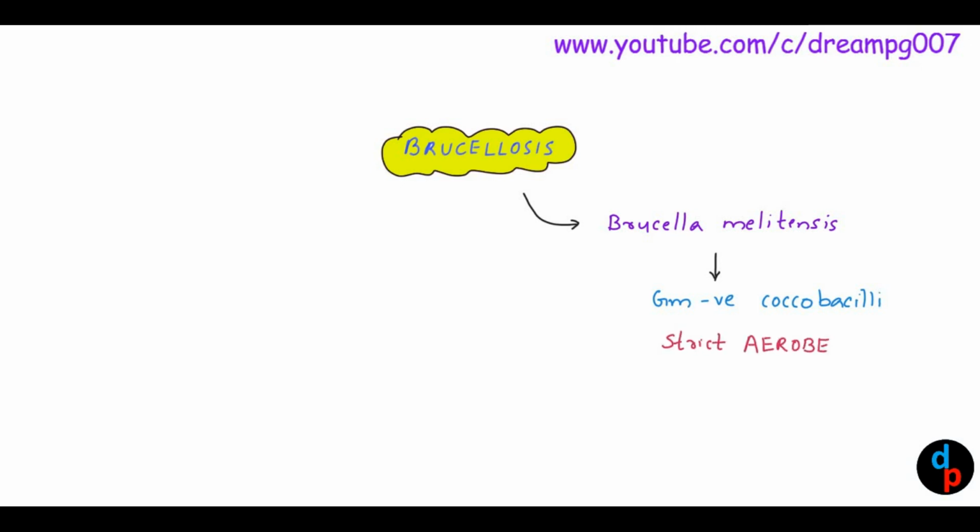Today we will discuss about brucellosis. Brucellosis is caused by Brucella melitensis. It is a gram-negative coccobacilli. Other important features of this organism are it's a strict aerobe, it's non-motile, non-capsulated and non-sporing.